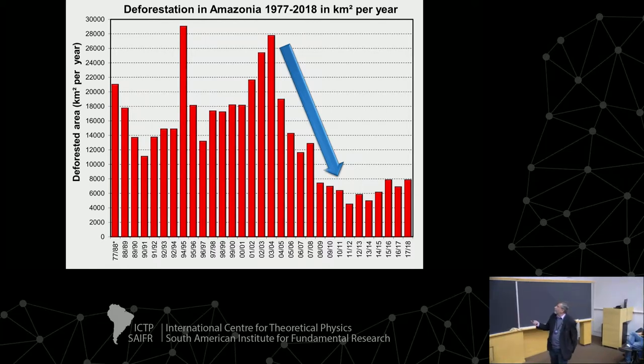And this is the time series of deforestation in Brazil. We were deforesting about 28,000 square kilometers in 2003-2004. This was reduced to 4,000 square kilometers in 2011-2012. So that means, is it possible and easy to reduce tropical deforestation? It does not cost too much money and can be done if you have the will, the political will, and the resources to do that.